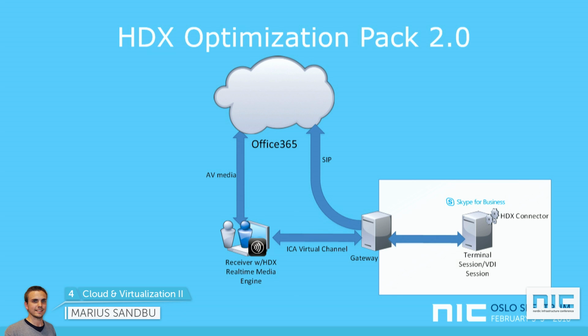What will happen is that the Skype for Business client is going to set up a SIP connection to Office 365 and to the other user, but the end computer is going to do all the rendering and have a direct connection between Office 365 and the user. So all the traffic is going to be rendered locally. But from the user perspective, they still see the Skype for Business client running inside the terminal server.